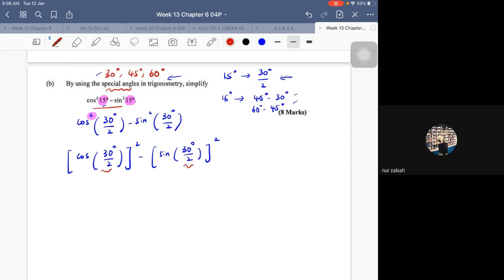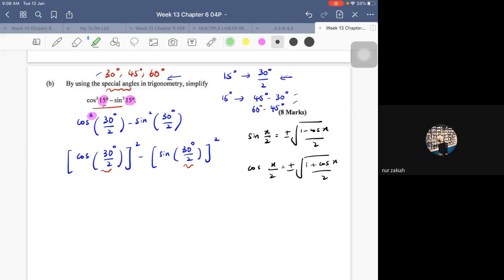So according to the half angle formula, kalau kita ada sin x per 2, dia adalah bersamaan plus minus square root of 1 tolak cos x per 2, ialah dia punya formula. So cos x per 2 adalah bersamaan plus minus square root of 1 tambah cos x per 2. So beza dia sikit je, beza dekat sini je. Kalau untuk sin kita tolak, kalau untuk cos kita tambah.